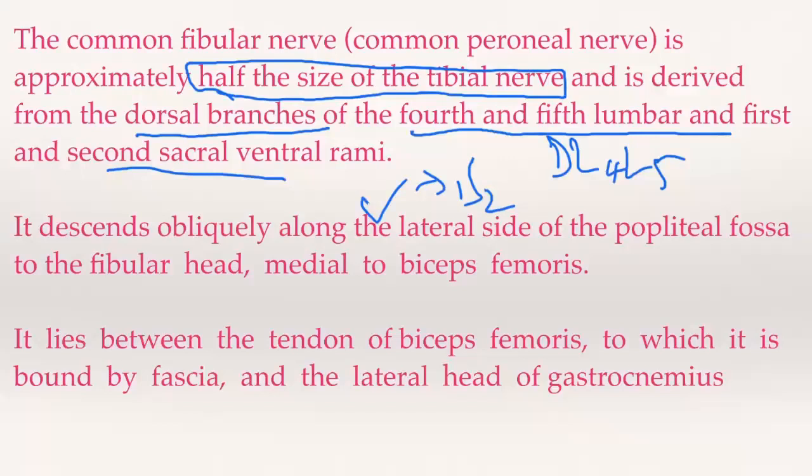It descends obliquely along the lateral side of the popliteal fossa, right, to the fibular head, medial to the biceps femoris. So, the sciatic nerve divides into the tibial nerve and common peroneal parts, because the size is variable, most of the time in the lower one third of the thigh, right? So, along the lateral side of the popliteal fossa to the fibular head, medial to the biceps femoris.